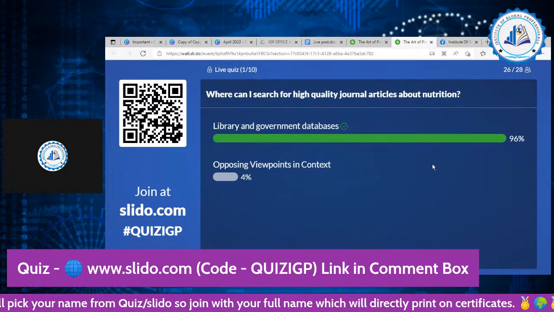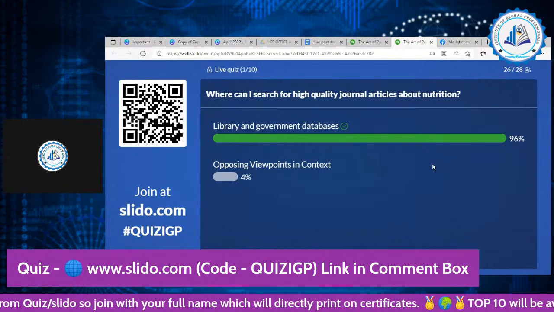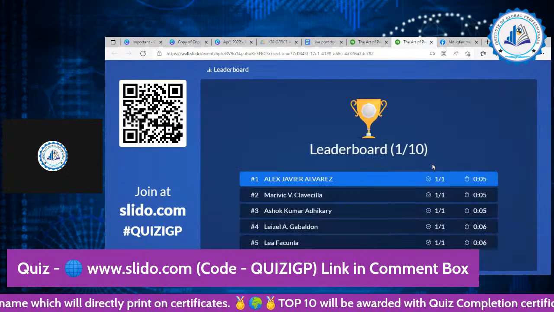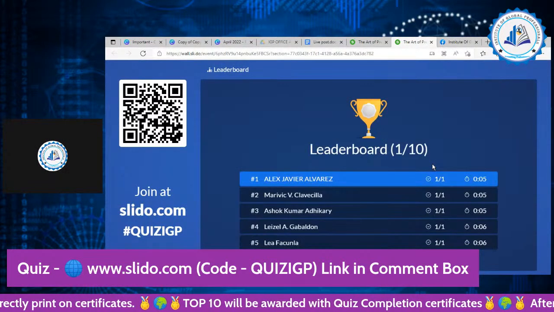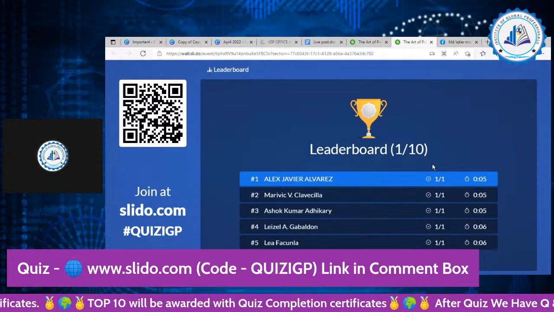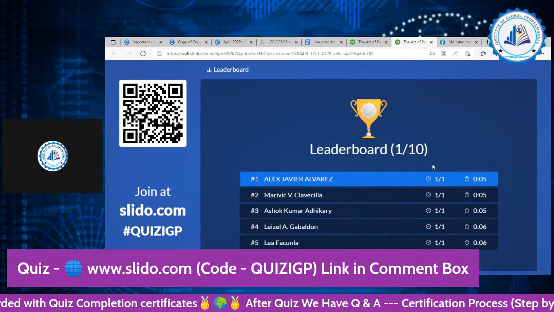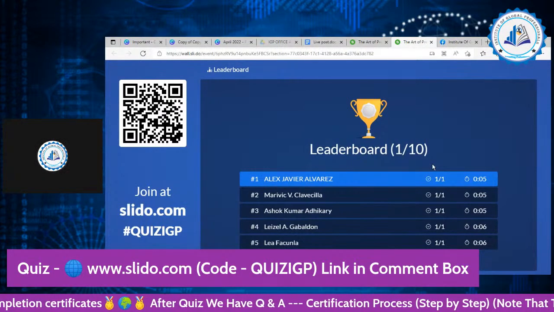96% of our participants gave the right answer, and the answer is library and government database. On the leaderboard, top one is Alex Javier Alvarez, followed by Maribi and Ashok Kumar Udhikari.